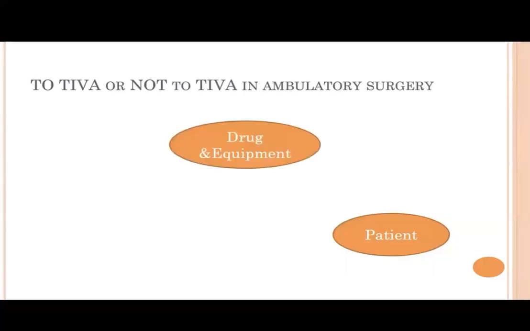Whether to use TIVA or not in ambulatory surgery depends on multiple factors. First, whether the patient will benefit, because TIVA is known to decrease post-op nausea, vomiting, emergence delirium, and also airway events, so it is favorable in ambulatory surgery. And if your drug is quite affordable and the equipment is readily available, they will also increase your intention to perform TIVA on your pediatric patient.